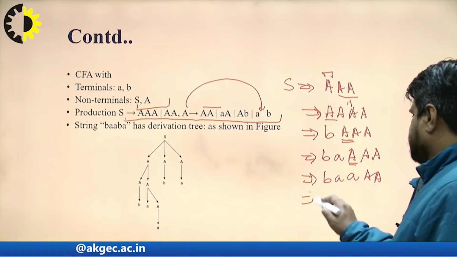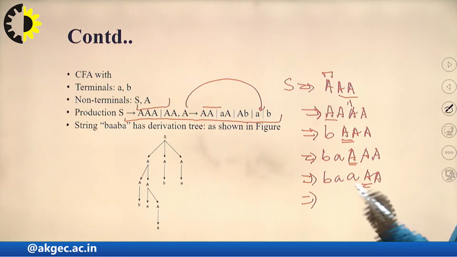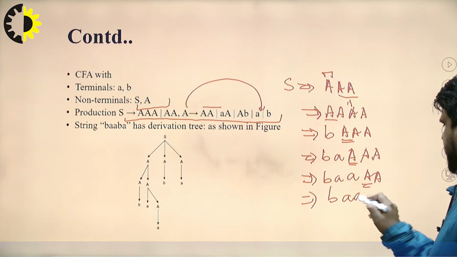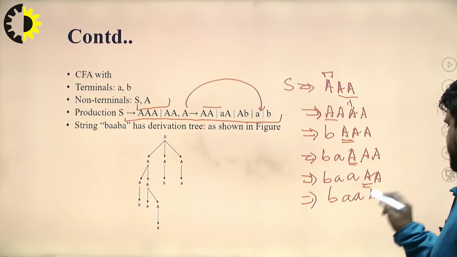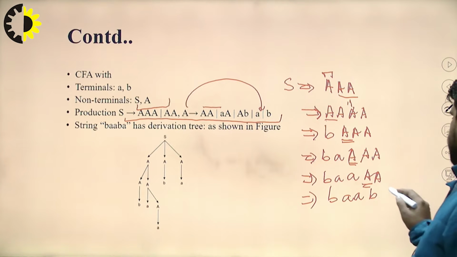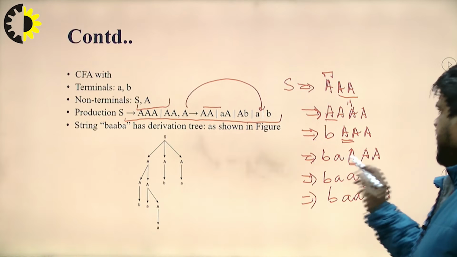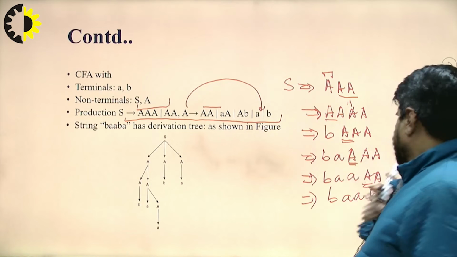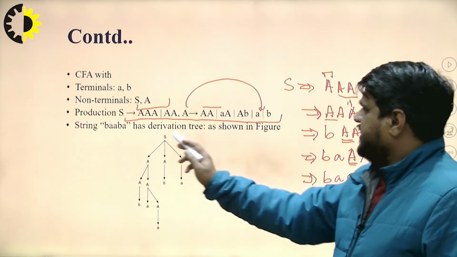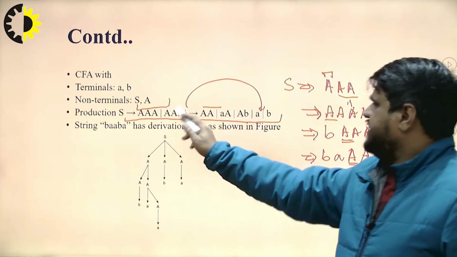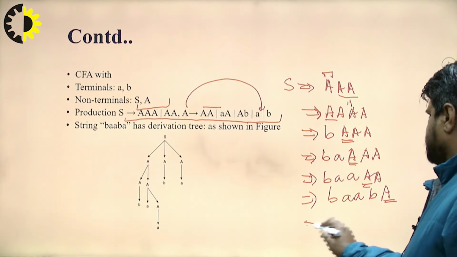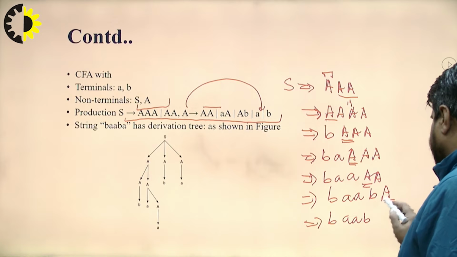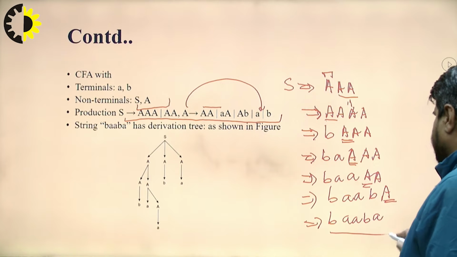The next non-terminal from the leftmost side is this one, so you choose BAA. After that, you replace it by B, and the remaining is A. Next non-terminal from the left-hand side you scan is A. The remaining part is A, so you replace it by A, and you get B, A, B. After that, this A. So this is a leftmost derivation.